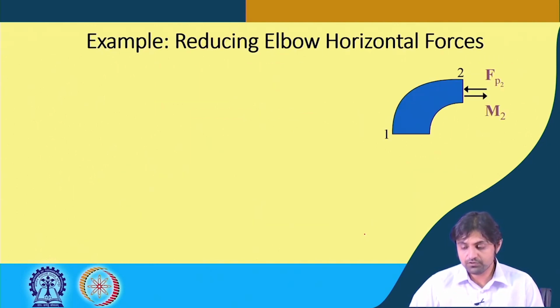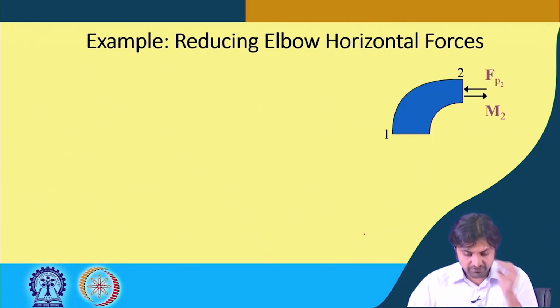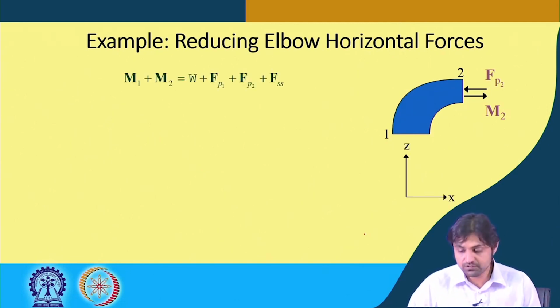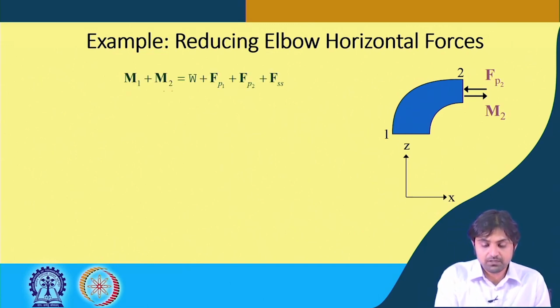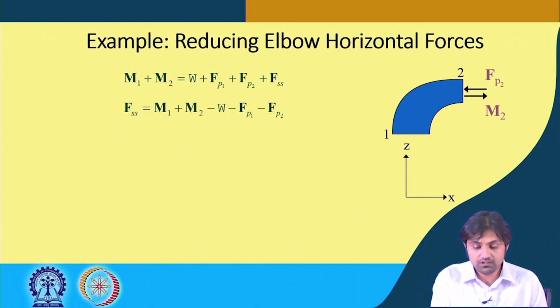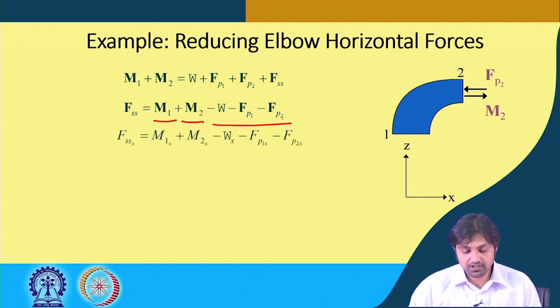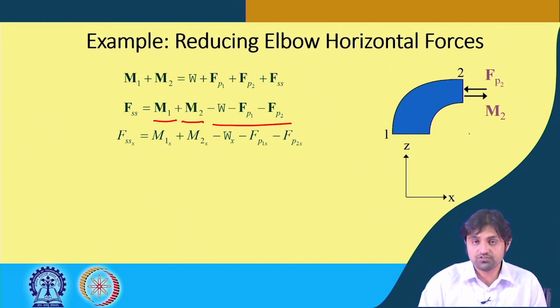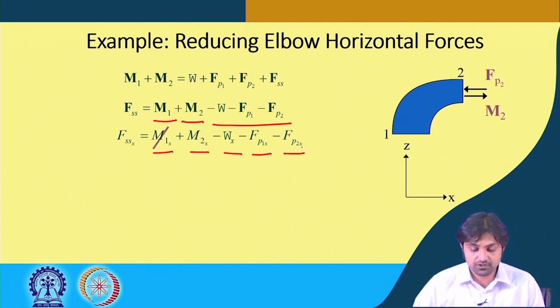Now it's important to find out the horizontal forces. What we have done is calculate the vertical forces. So the same: M1 plus M2 is equal to W plus Fp1 plus Fp2 plus Fss. So Fss is going to be M1 plus M2 minus W minus Fp1 minus Fp2, or Fssx in the x direction, because there are two components. It will be M1x plus M2x minus Wx minus Fp1x minus Fp2x.